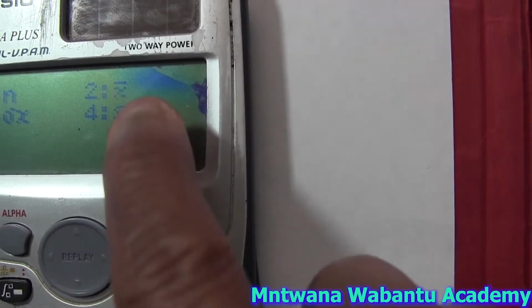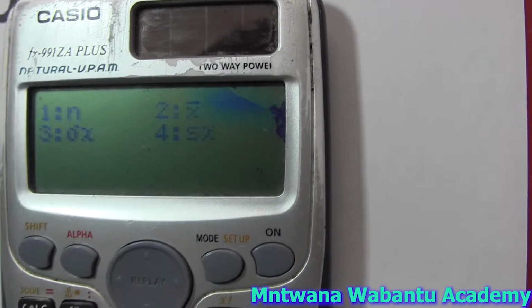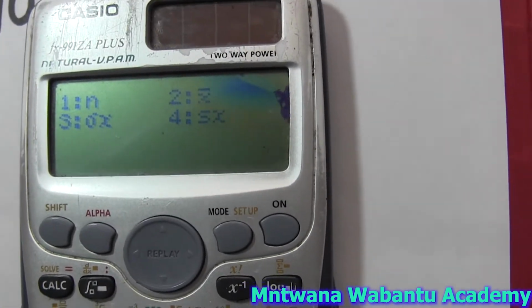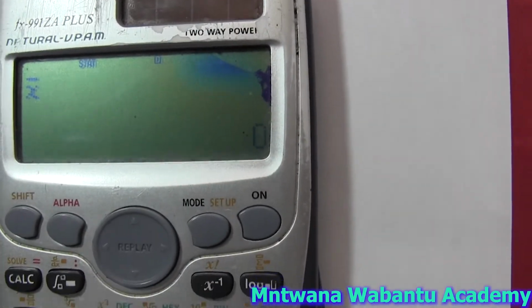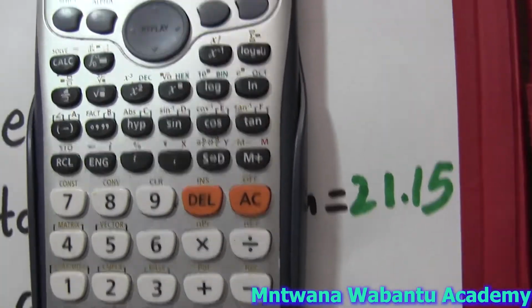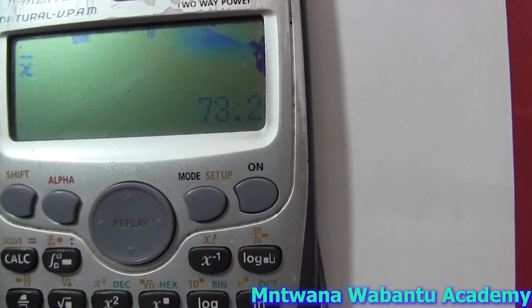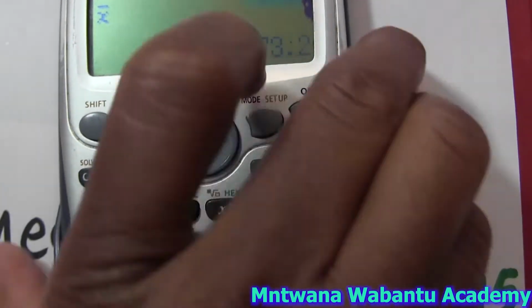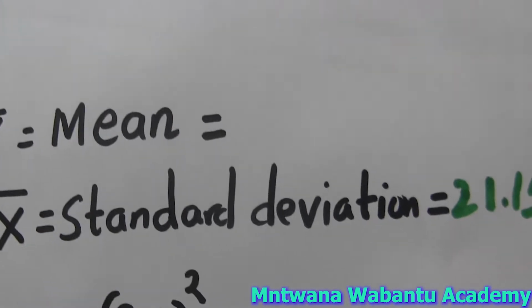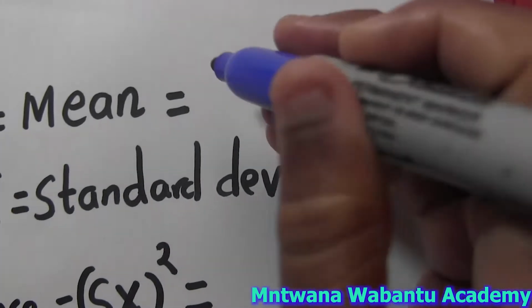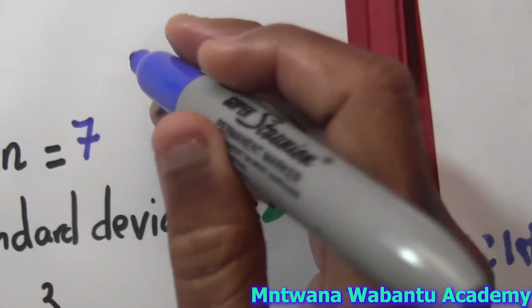So now number 2 is my mean. So I'll say number 2, click on number 2, and then say equal. Say equal, and then you see your mean is 73.2. Oh, my mean is 73.2. So I'm going to say my mean is 73.2.